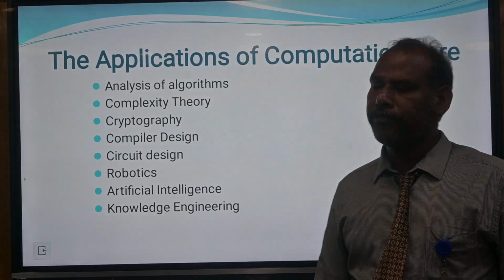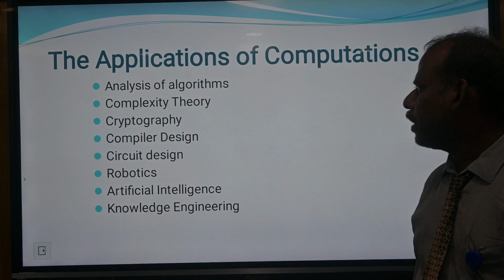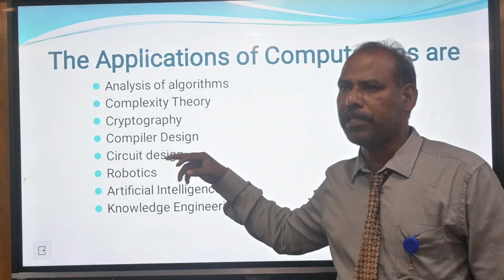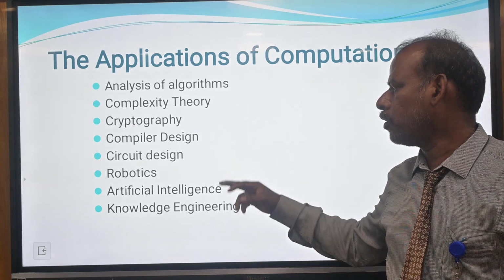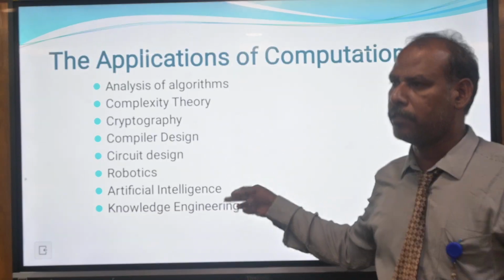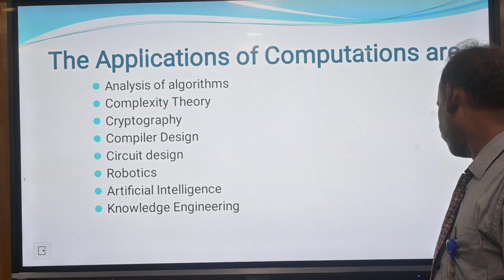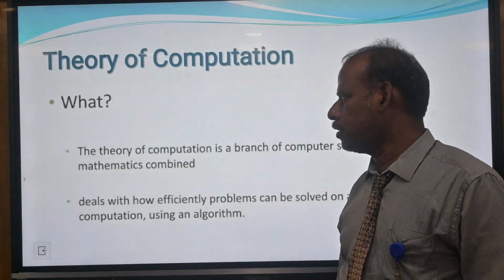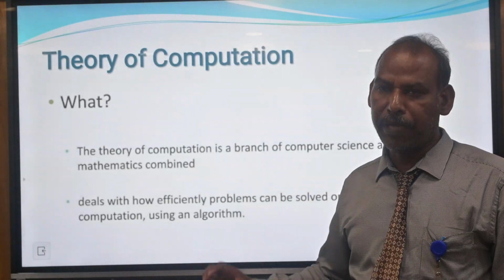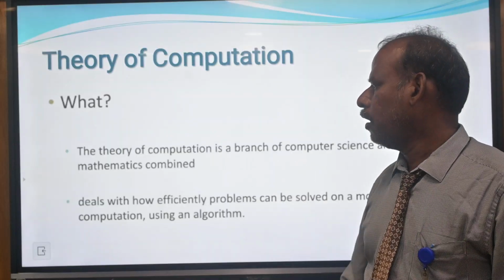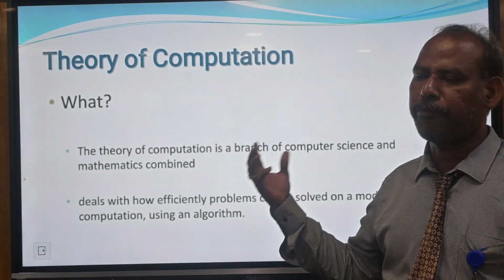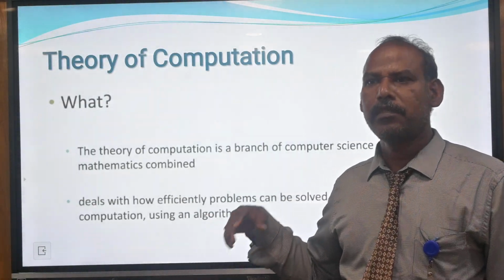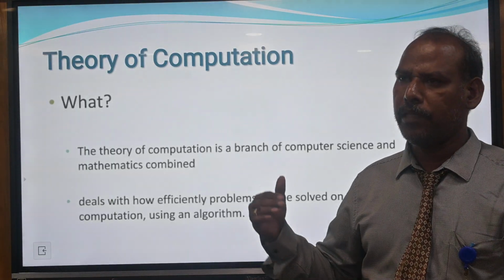So what are the applications of the computations? We have analysis of algorithms, compiler design, complexity theory, cryptography and robotics, circuit design, artificial intelligence, knowledge engineering. Next, what is theory of computation? Again, theory of computation is nothing but a branch of computer science with the mathematical. It deals with how efficiently a problem can be solved using computation, that is, we are using the algorithm, the basic steps of explanation of the problem.